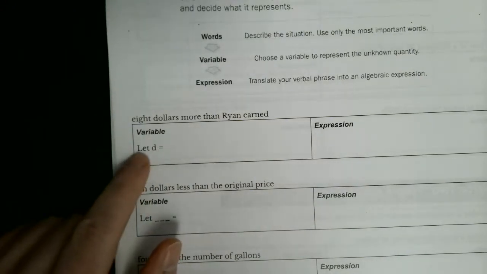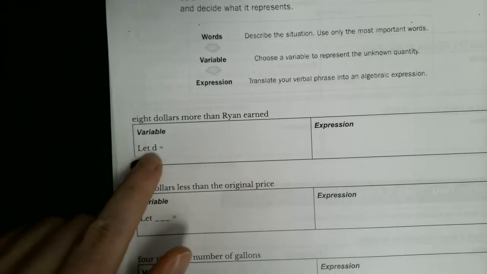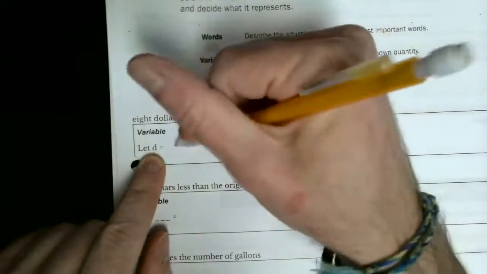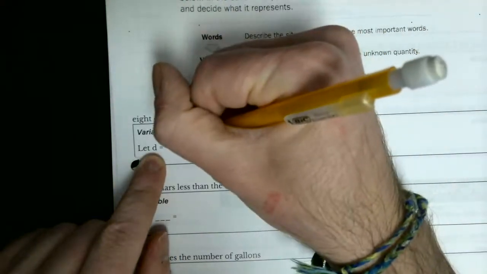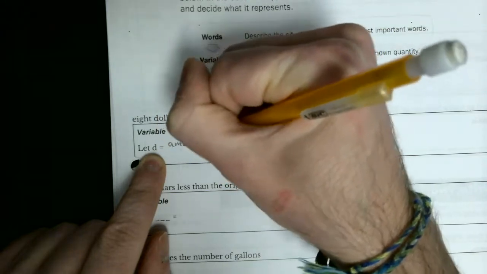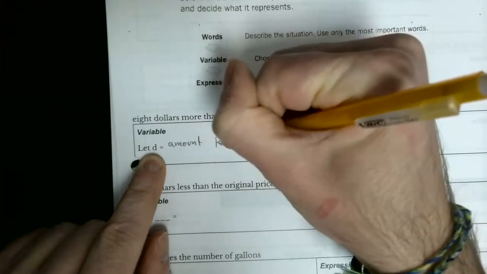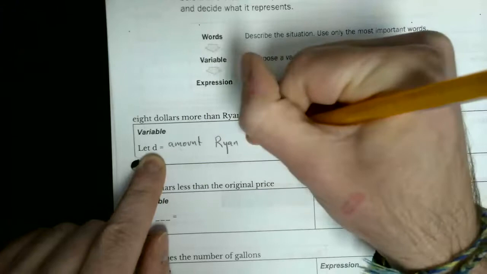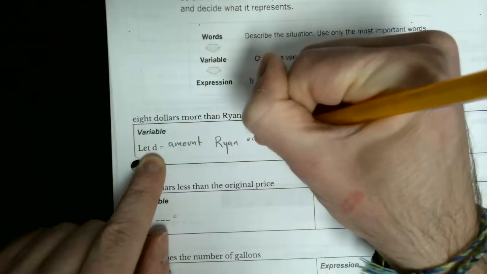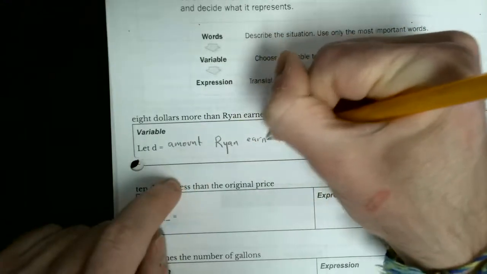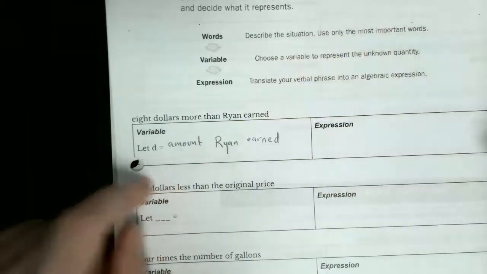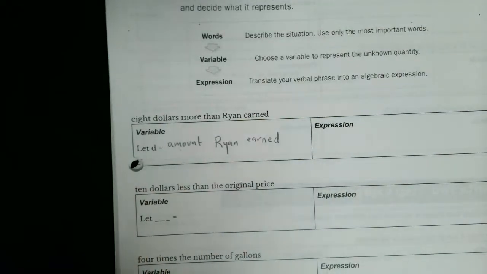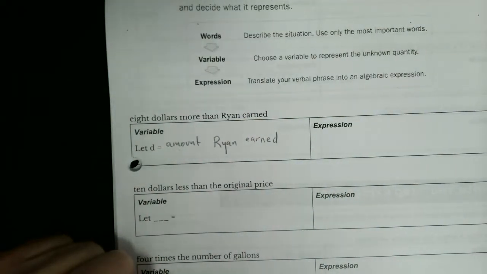So we're going to let D, this is called a let statement. We're going to write let D is going to be our variable for this one. Let D equal amount Ryan earned. Because this D has to equal a number. So amount Ryan earned, that's going to be a number. I'm not sure what that number is yet. But we're going to use that variable to help us write the expression.